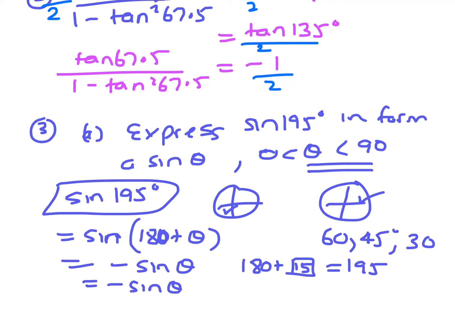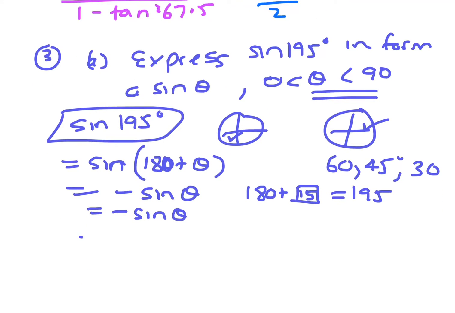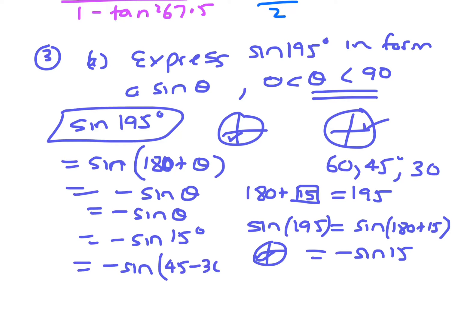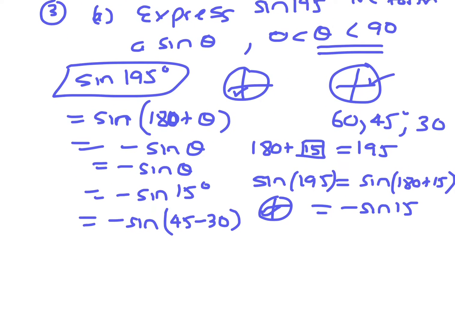So that's equivalent to minus sine of 15 degrees, because sine 195 can be reduced to sine of 180 plus 15, because that's the same thing. Because it is in that quadrant, it will be minus sine 15. So minus sine 15, we can now write that in terms of 45 and 30, for example. We could do 60 and 45. And then we just use our expansion.